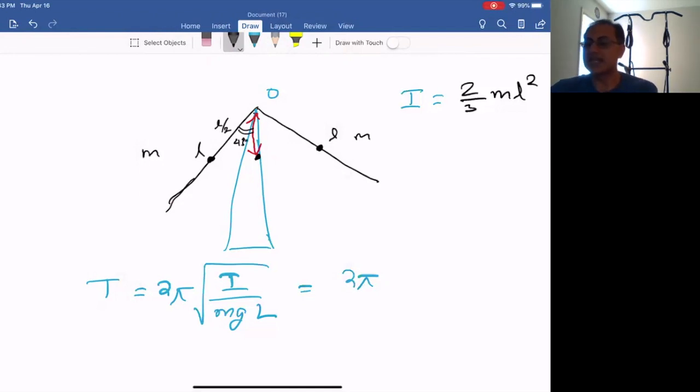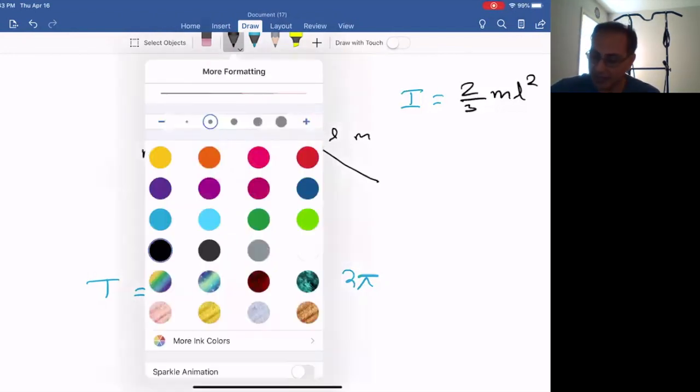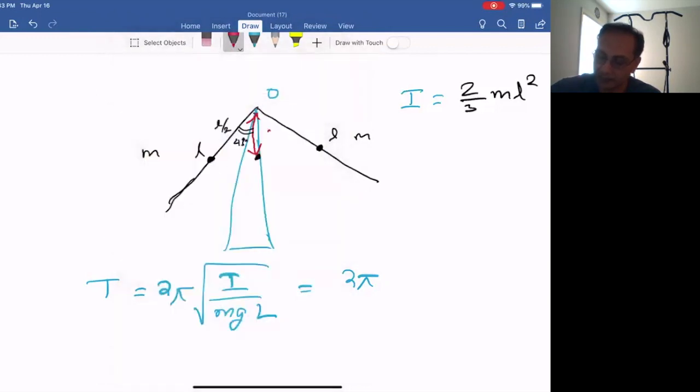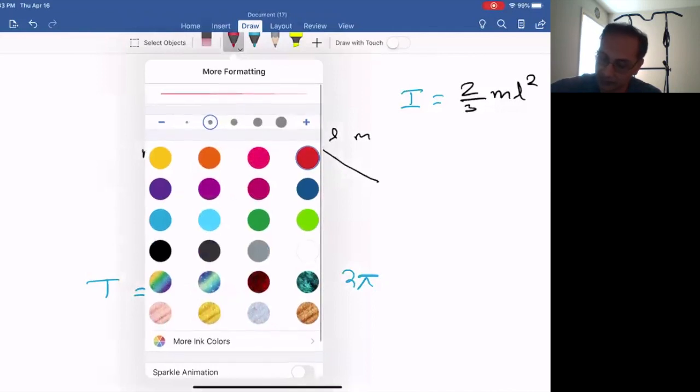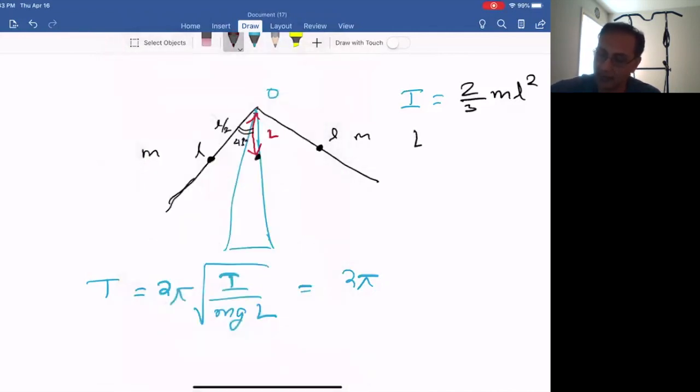So the red length, which is our L, might as well write that. That's the capital L that we are interested in. It's just going to be little l over 2 times cosine 45 degrees. So our L is little l over 2 cosine 45 degrees. Cosine 45 degrees is 1 over root 2. So L is little l divided by 2 root 2. So we've successfully found both I and L, and now you can just plug them into the formula and get the answer.